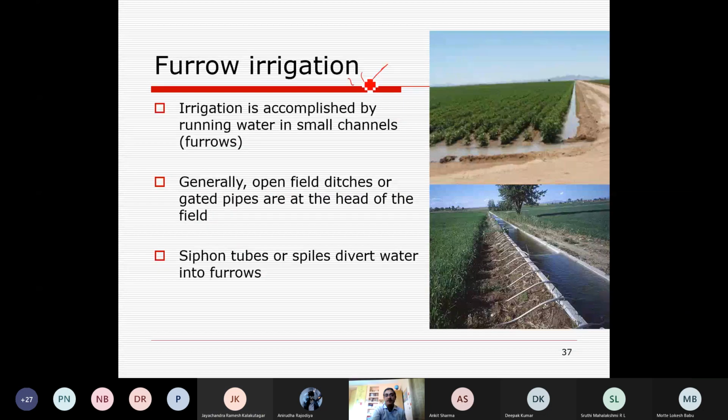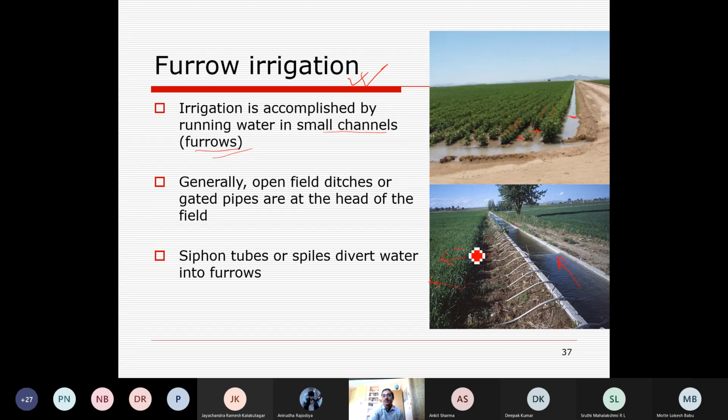And now it is for irrigation when crop or soil is different. We cannot cover by using border or basin irrigation method. Flood irrigation is not required, we are using the furrow system of irrigation. So you can see these are the furrows, means small channels, and in between channels we have crop in rows. So irrigation is accomplished by running water in small channels. Those are called furrows. This is the supply channel, and here it's a close spacing crop.